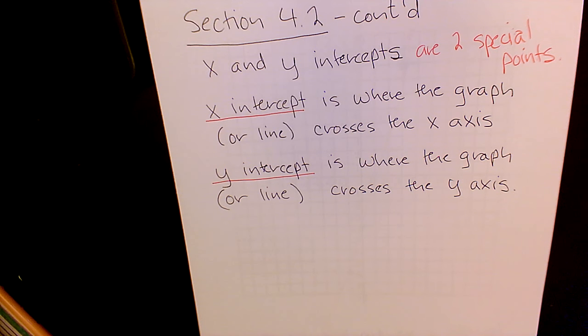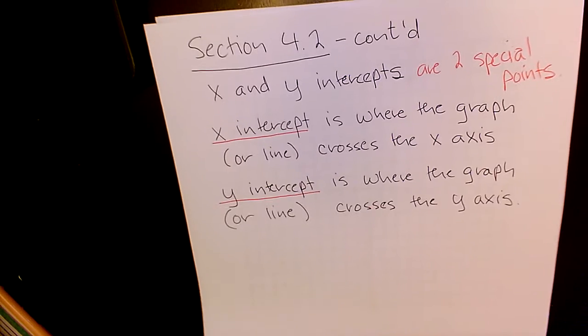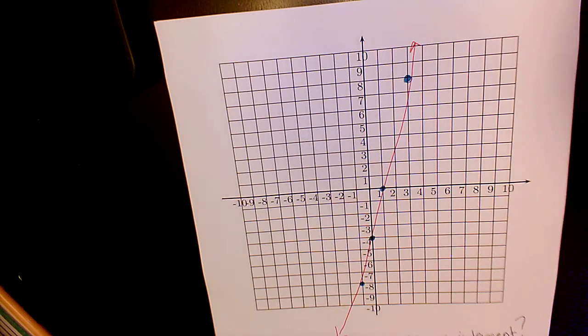So if we're looking at a graph, we can kind of tell, oh, this is the x-intercept because here's the point where it's crossing the x-axis. We can kind of tell the y-intercept because that's where the point on the graph is hitting the y-axis. Let me show you a picture of what I mean.